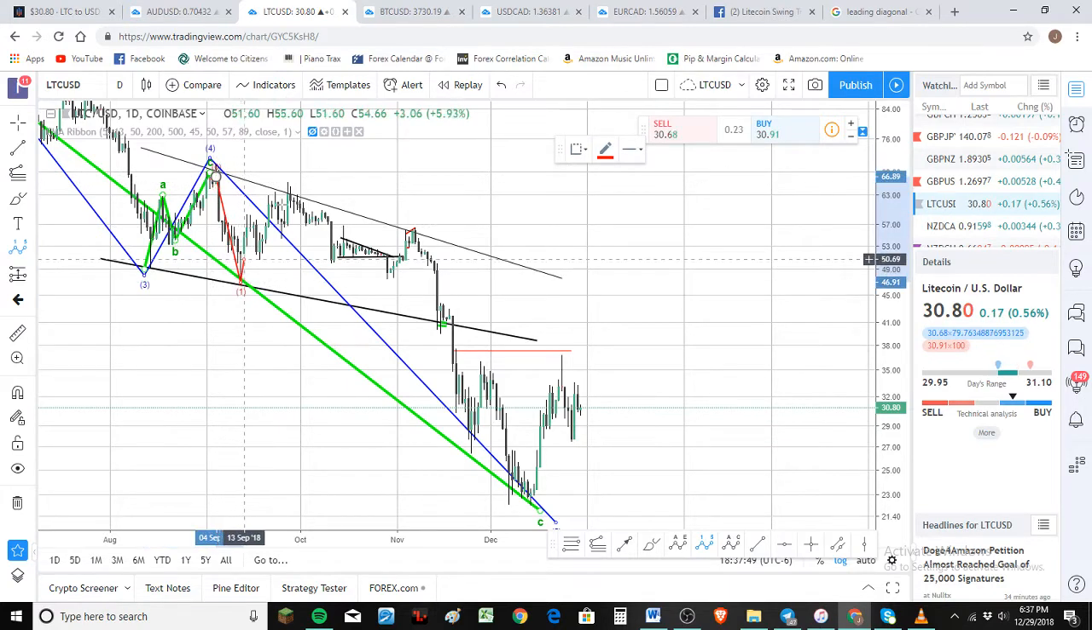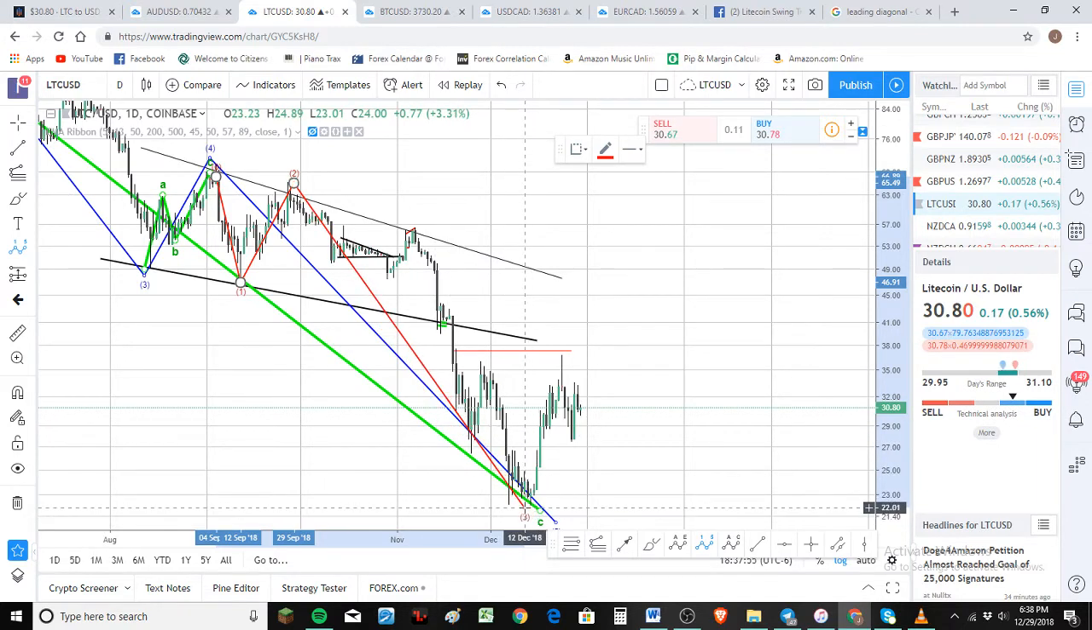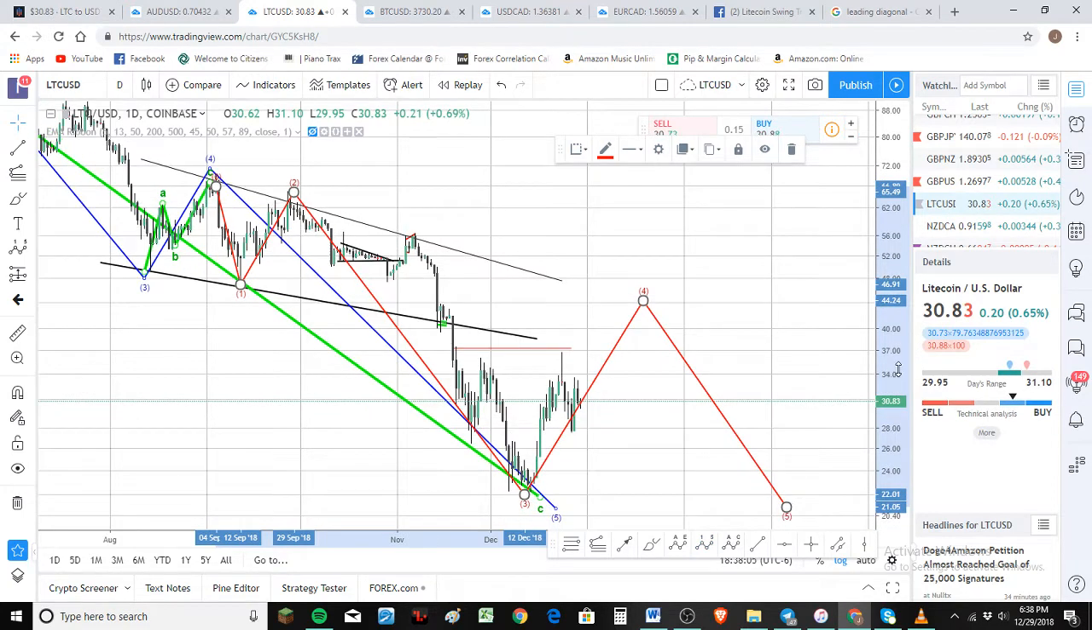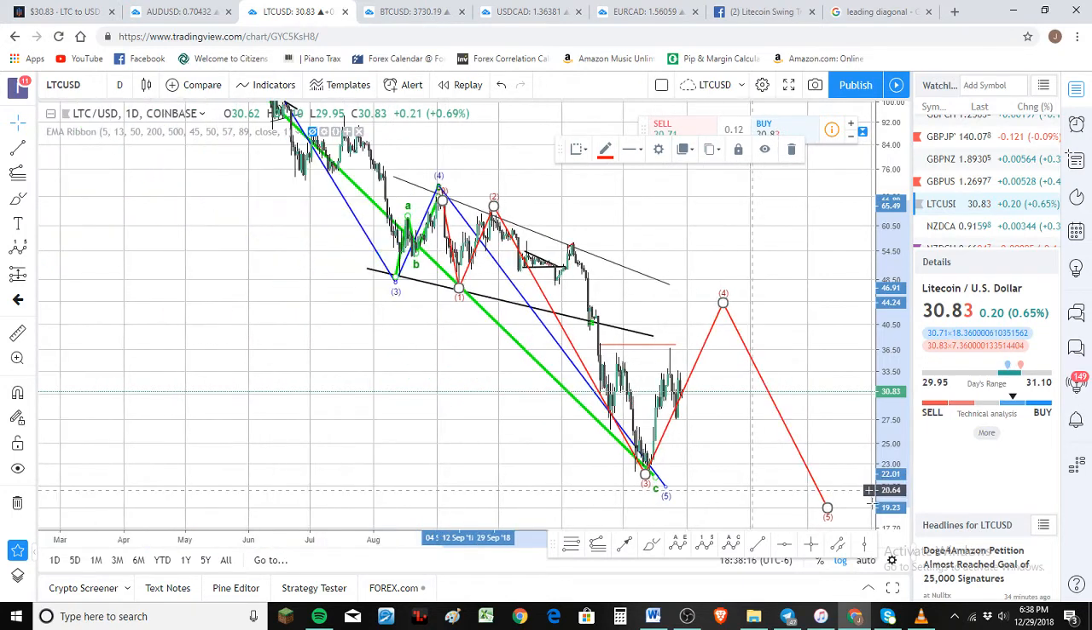So the question is, do we have a 1, 2? Is this whole thing 3, or is the 3 here? I tend to think this might be the 3. The 4 is going to come on up here somewhere. It's going to test here in the 40s, and then we're going to come down here for 5. It's probably going to go past 20, but not too deep, somewhere in the $18 range, something like that. That is a possibility. I kind of like that count.